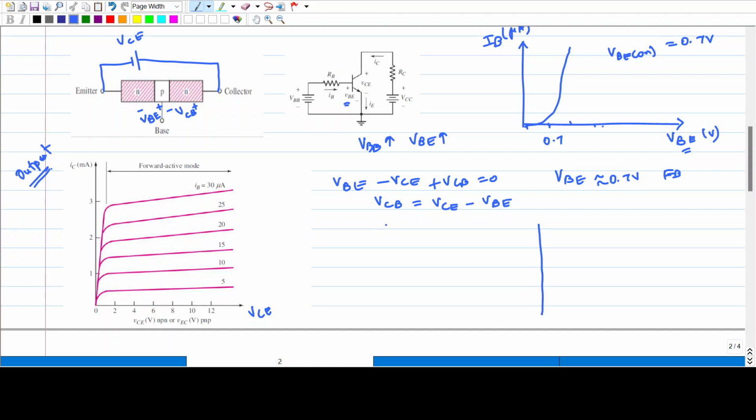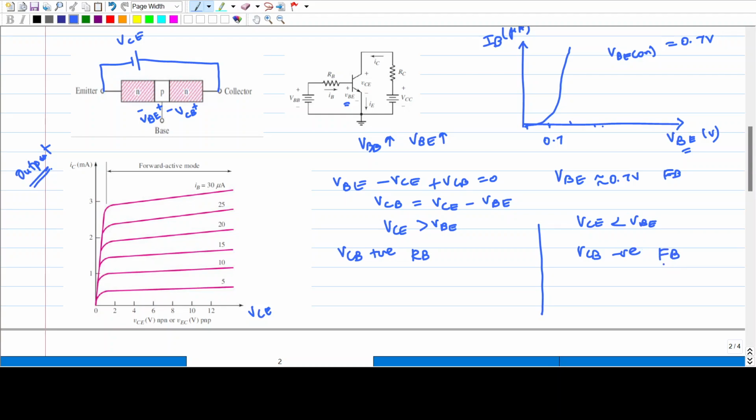First we will say when VCE is greater than VBE. VBE is now about 0.7 volt. So when VCE is greater than VBE, which means VCB is positive. When VCB is positive, this collector base junction is reverse biased. Thus, when VCE is less than VBE, which means when VCE is less than 0.7 volt, VCB is negative, which means the collector base junction is forward biased.